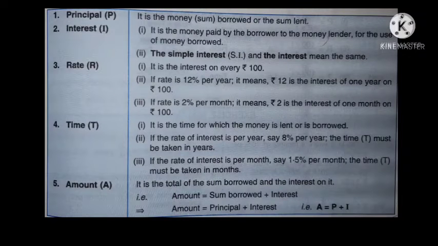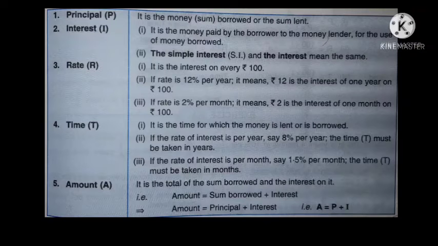Have the review of basic terms. Principal, denoted by the capital P. It is money, or we can say sum borrowed or sum lent. Interest, I. It is money paid by borrower to the money lender for use of money borrowed. The simple interest is denoted by capital S.I.